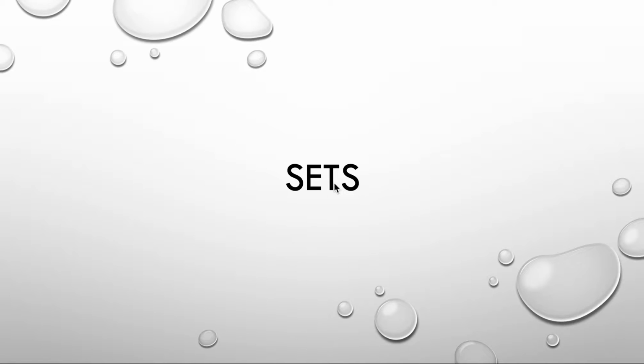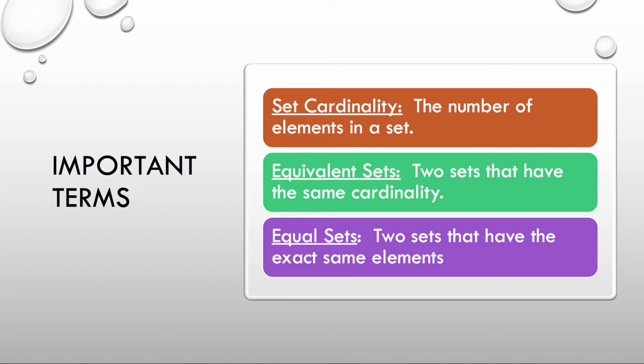We'll continue our discussion on sets by looking at three important terms. The first term is called set cardinality. Cardinality refers to the number of elements in a set. The second term is called equivalent sets. Sets are equivalent if they have the same cardinality. And finally, equal sets. Two sets are considered to be equal if they have the exact same elements.